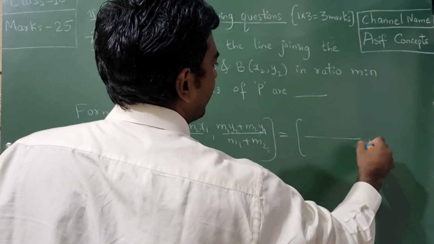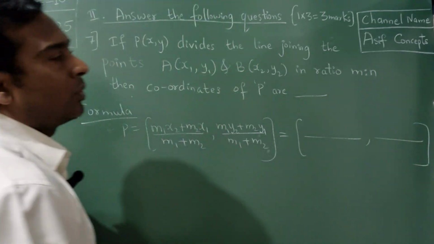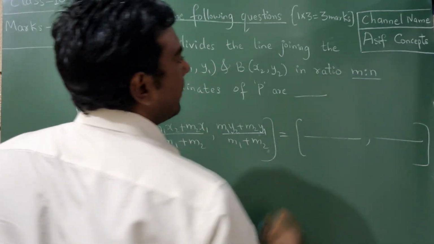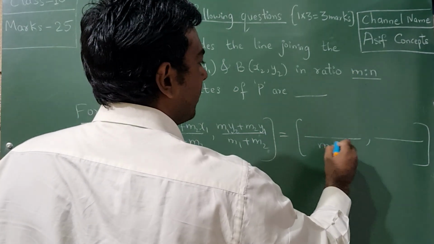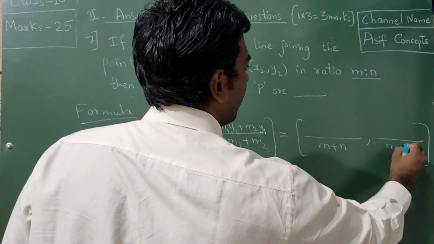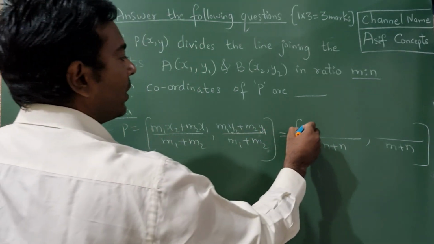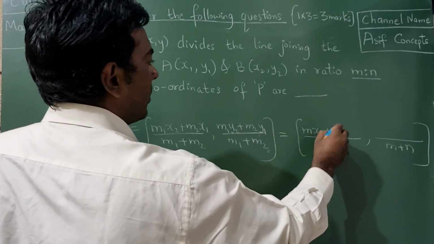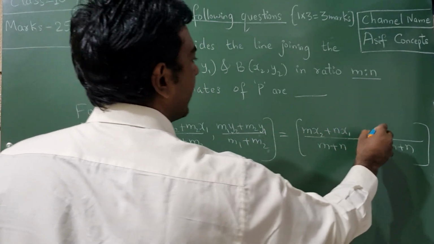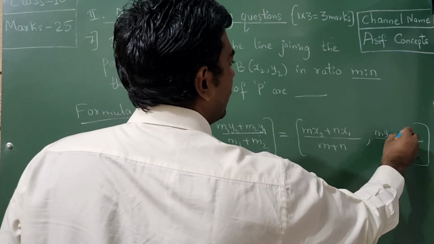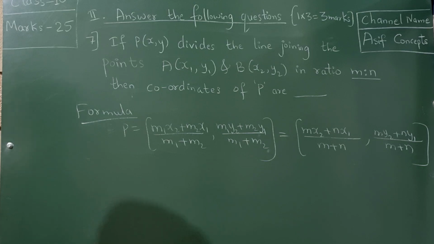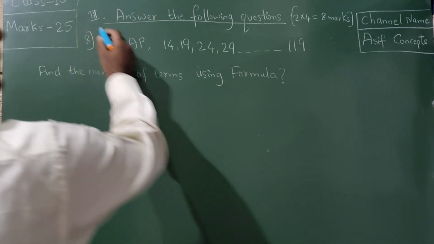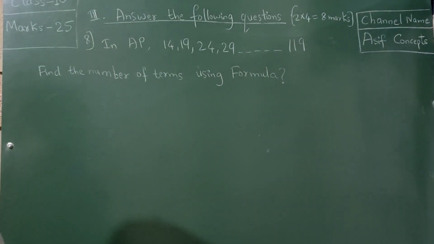Now, what ratio they have given? M is to n. So instead of m1 and m2, I must write m plus n. Here also m plus n. So instead of m1, it is m x2 plus n x1. So m y2 plus n y1. So this is the correct answer. Now main third, all these are 2 marks.